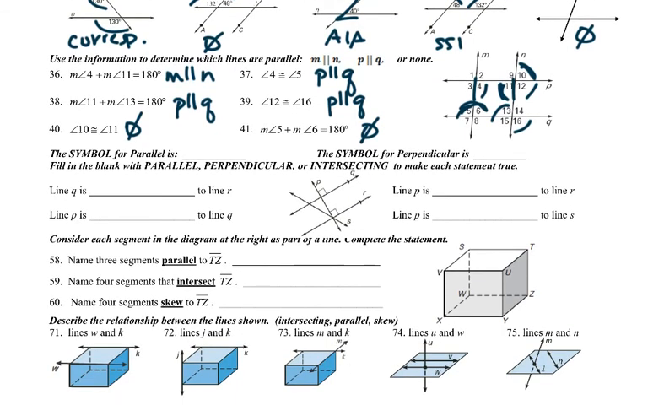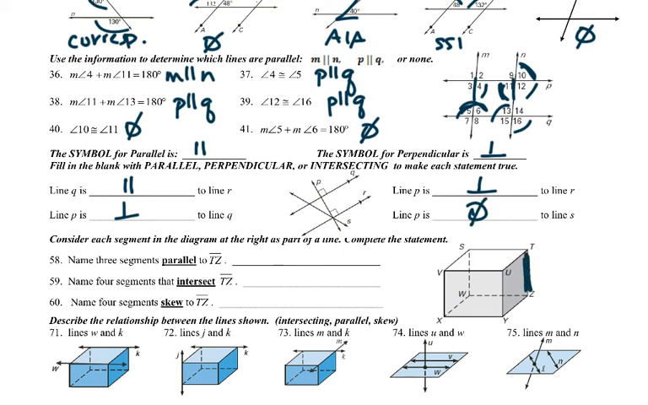Are these lines parallel, perpendicular, or neither? P and Q, I'm just going to use the symbol for parallel, and then the symbol for perpendicular is the upside down T. P and Q are perpendicular, P and R are perpendicular, and then P and S aren't really anything.